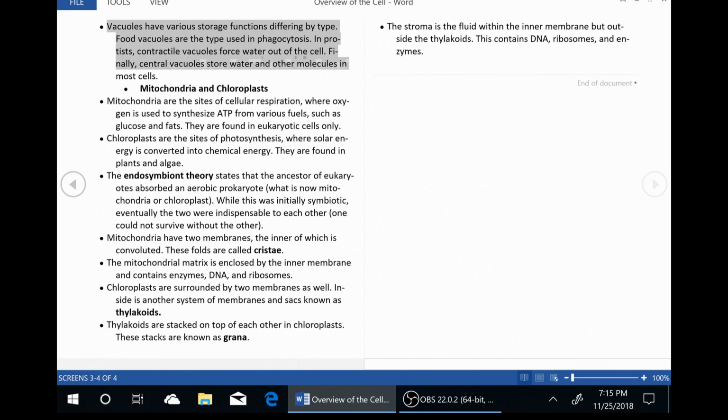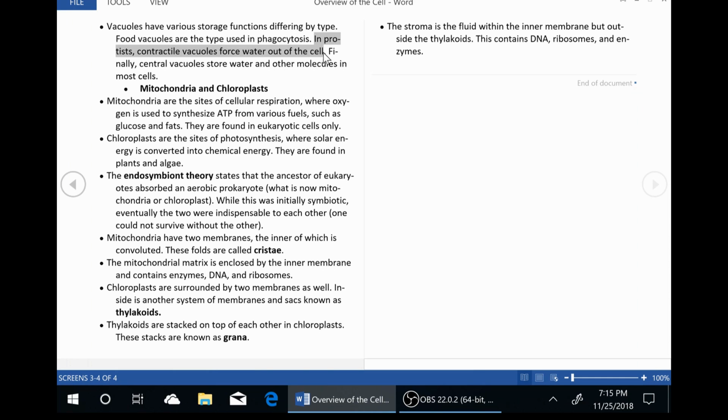So we cover vacuoles next. Vacuoles have various storage functions, and of course it differs by the type of vacuole and what cell these vacuoles are found in. So we have three main types. We have food vacuoles. This is the main type used in phagocytosis. This is going to combine with the lysosome, and the lysosome's enzymes are going to destroy the macromolecule inside.